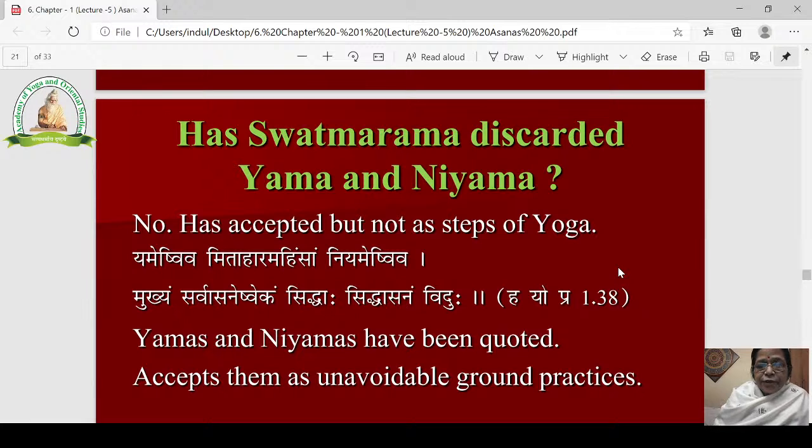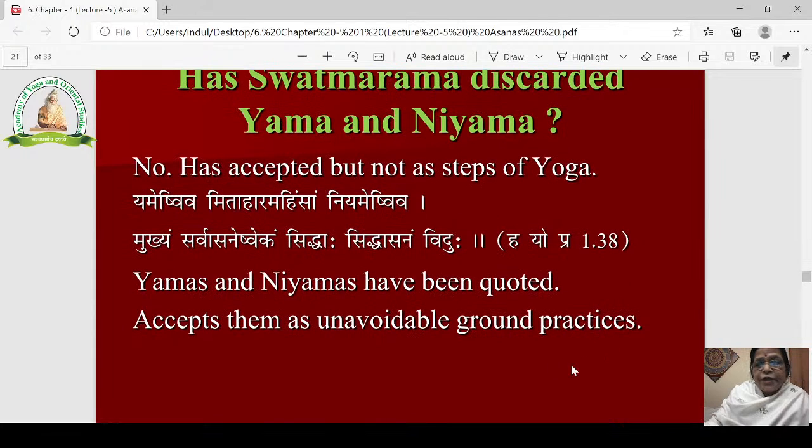Because in the same book, Hatha Yoga Pradipika, he writes, Yameshu cha mitaharam ahimsam niyameshu cha mukhyam, sarvasaneshv ekam siddhah siddhasanam viduh. That means, just as mitahara is considered the best among yamas and ahimsa the best among niyamas, so also siddhasana is considered the best among asanas. So here he quotes yamas and niyamas and accepts them, but not as steps of yoga, but as unavoidable ground practices for yoga.